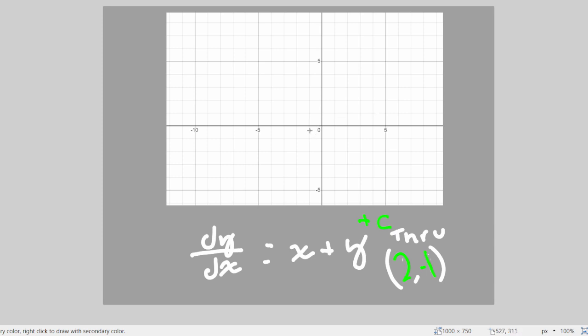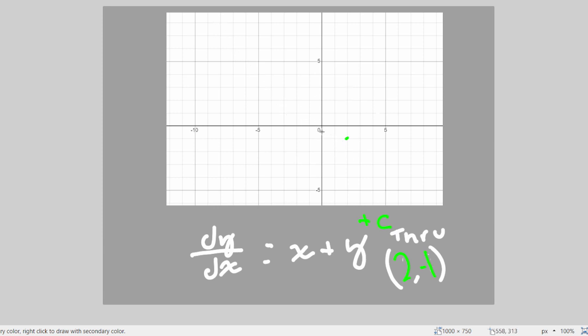But for this specific problem, we're going to be graphing this equation here. So dy over dx equals x plus y. And we're going to specifically graph it through the point (2, -1), which is right here. Cool. So when we start, we want to find the important points. We want to find minimums, we want to find critical points, we want to find the general direction the graph goes in.